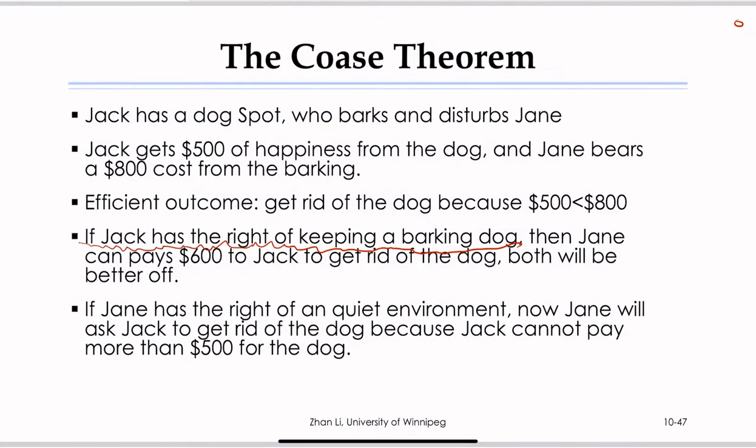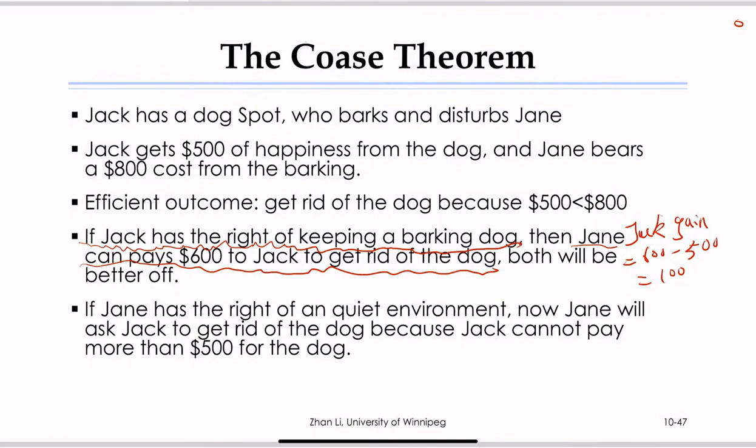Now, how can Jane bargain with Jack? Well, let's assume Jane decides to pay $600 to Jack to get rid of the dog. Now, look at this. Jack only gets $500 from the dog, and Jane pays $600 to get rid of the dog. So we can see that in this case, what is Jack's gain? $600 minus 500, which is 100, right?